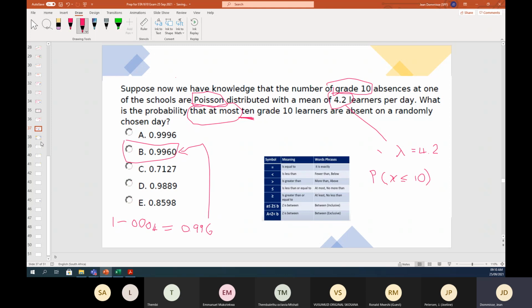Okay, so that was Poisson. Just a quick check-in before we continue. Are there any questions on everything up until now, the discrete, the Poisson and the binomial that we did?